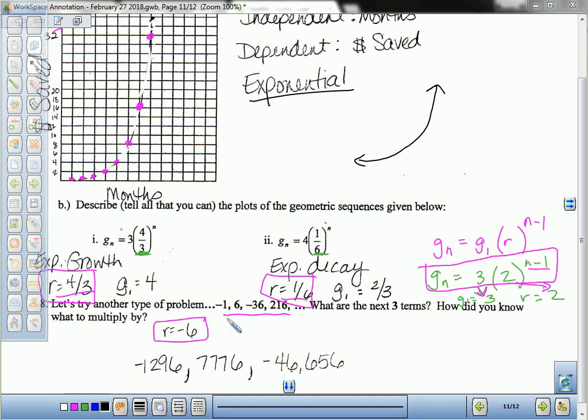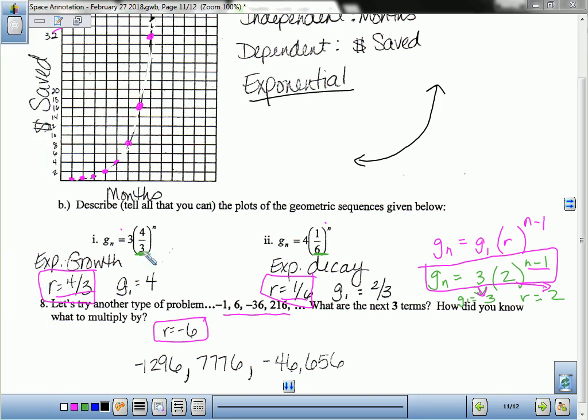All right, now this one's cool because r, look at it, negative, positive, negative, positive. To make it change signs like that, my multiplier is negative. So whenever they change signs, that r, that common ratio, what you're multiplying by, is negative. So it just flip-flops signs.